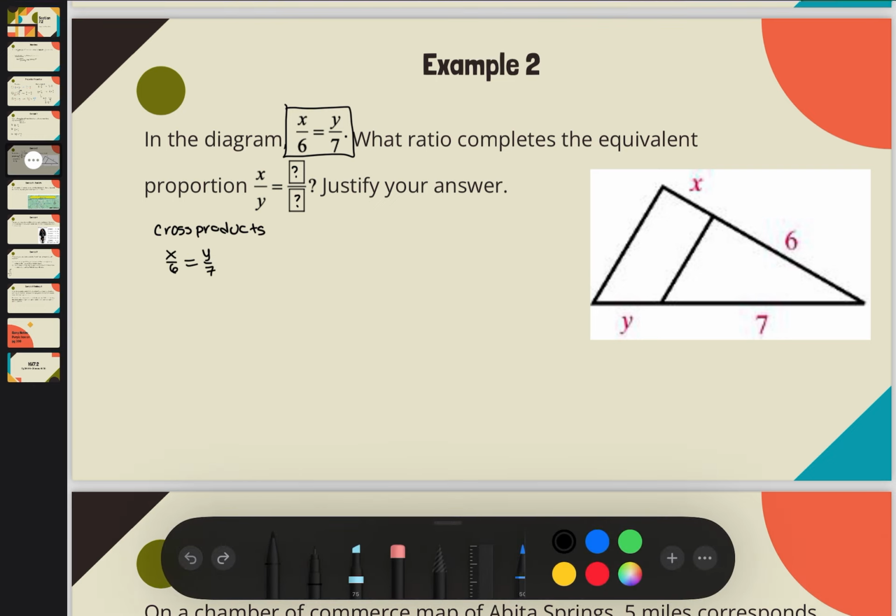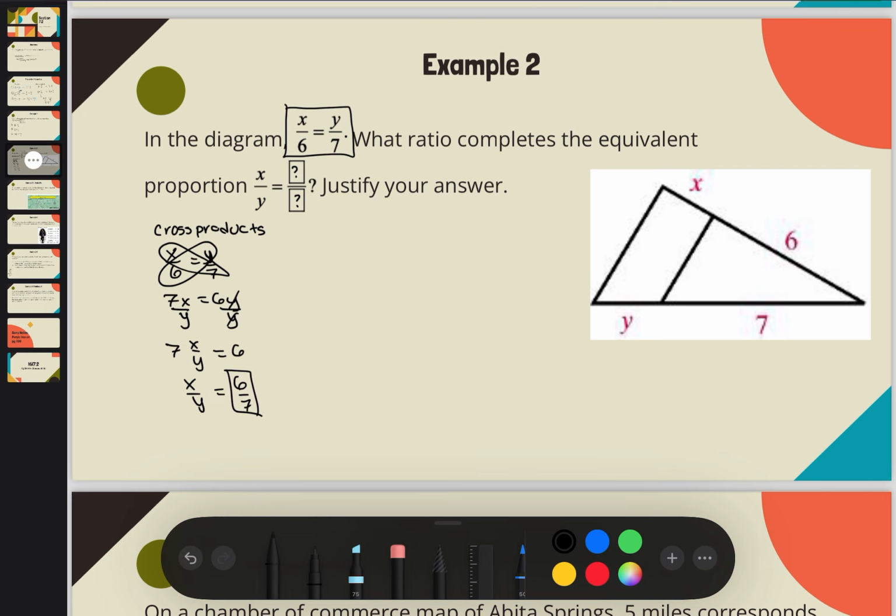Let me go back. I'm going to start with x over 6 equals y over 7. Cross products, there we go, I just skipped a step. Cross products would give me 7x equals 6y. I would like to rearrange this to get x over y. So now I would like to divide both sides by y. That gives me 7x over y equals 6, because the y's would cancel out. Then I would divide both sides by 7, and that would give me x over y equals 6 over 7.